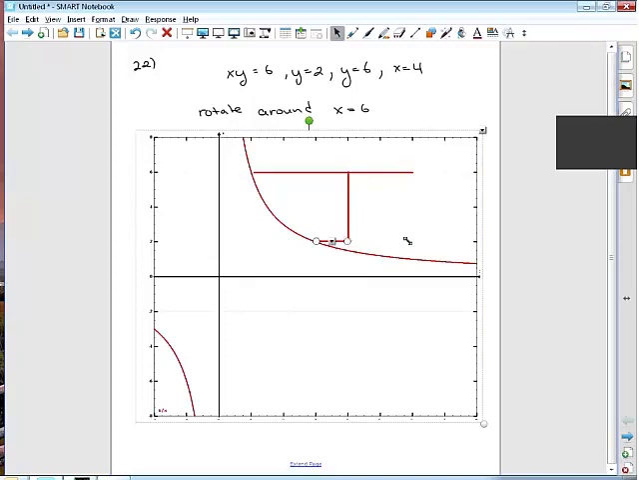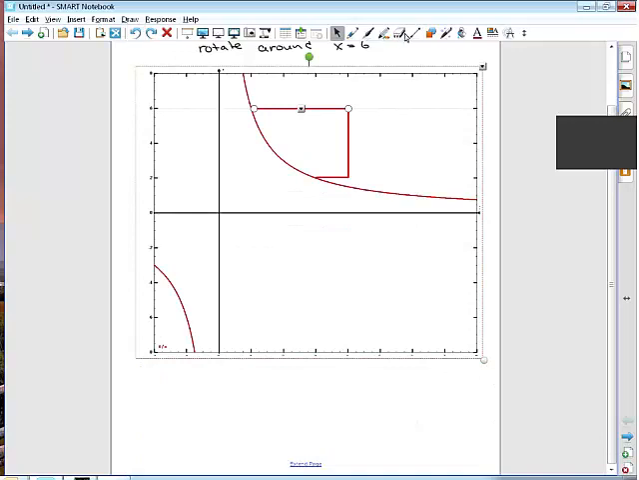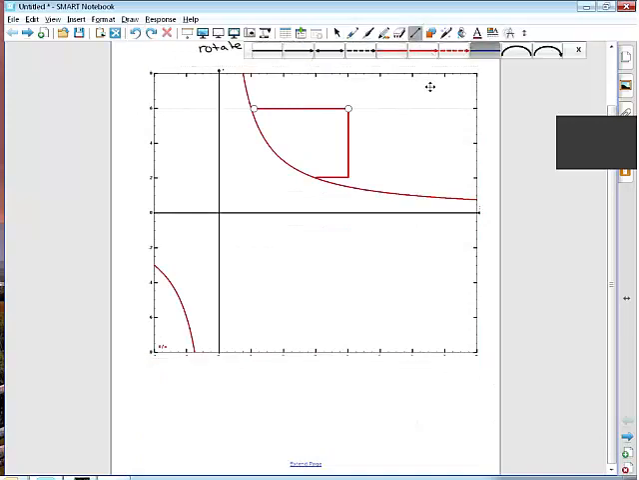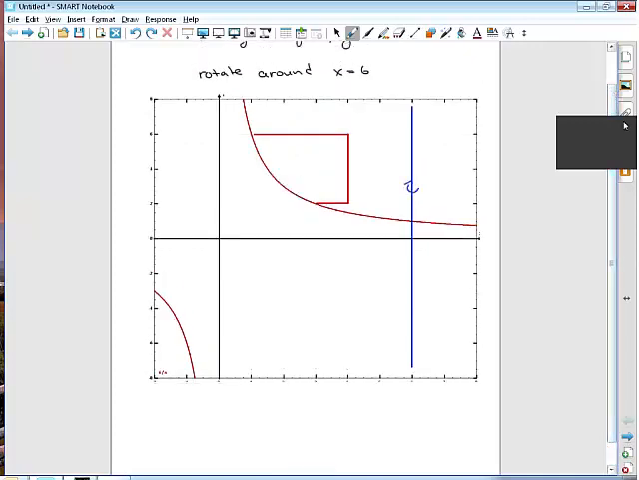Okay, so let's confirm that this is correct. And we're going to rotate it around a line at x equals 6. Sorry about that, I pushed the wrong button. So I'll put a vertical line here at x equals 6. This is what we're going to rotate around, the vertical axis, but it's not going to be equal to the y-axis.